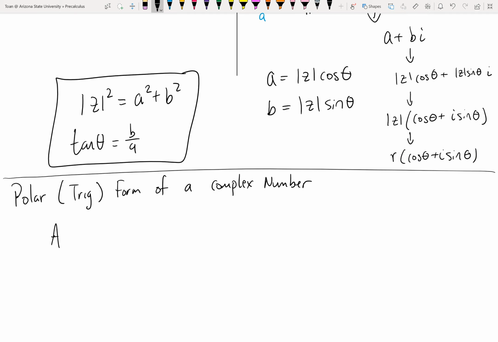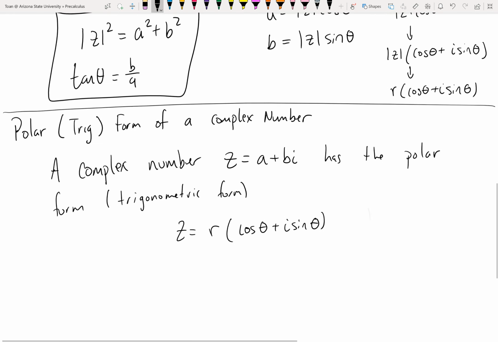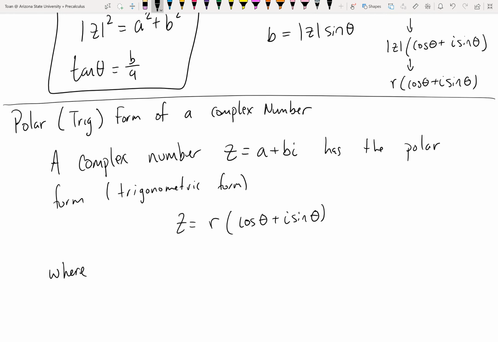Okay. Written formally, it says a complex number z equals a plus bi, that's in the standard form, has the polar form, also known as the trigonometric form, z equals r times cosine theta plus i sine theta, where r is the modulus.